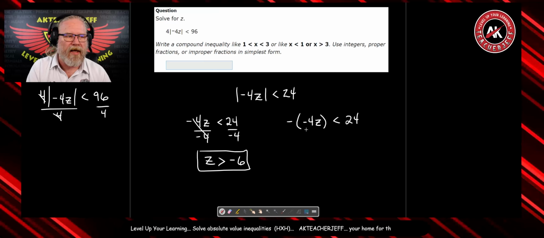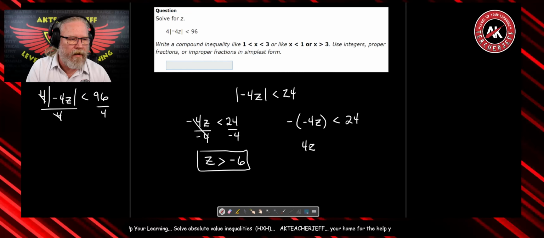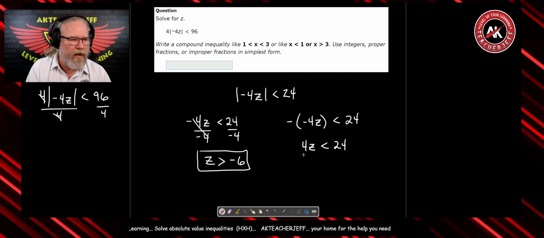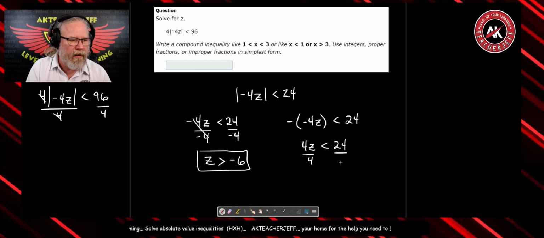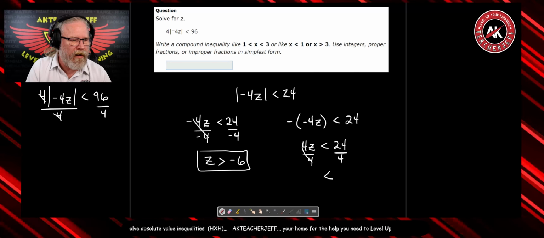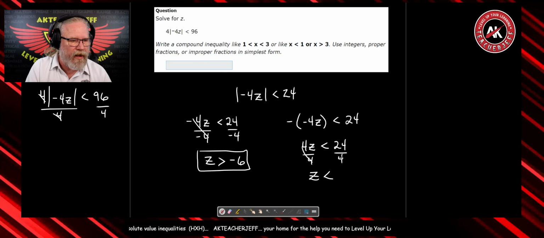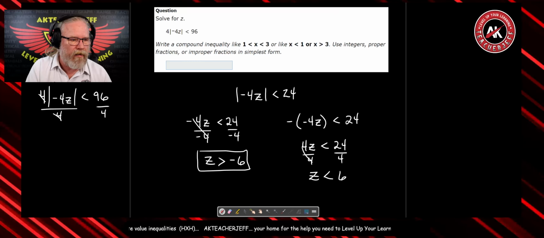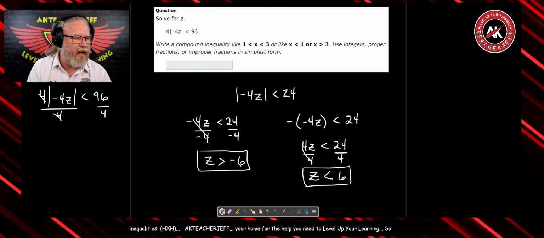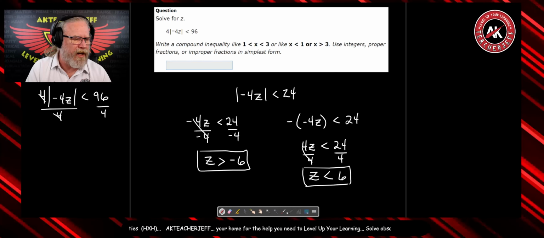The other one, what's the opposite of negative 4z? Well, it's a positive 4z. I'll bring down my sign, bring down my 24. And now let's divide by 4. Not going to change the sign because I'm dividing by a positive number, right? 4's cancel each other, leaving me with z. And 24 divided by 4, once again, is 6. So my two solutions are z is greater than negative 6 and z is less than positive 6. I think this is going to be an and situation.